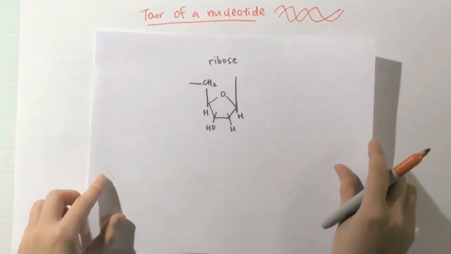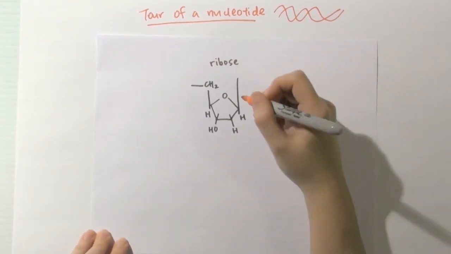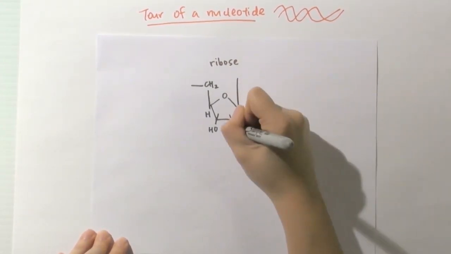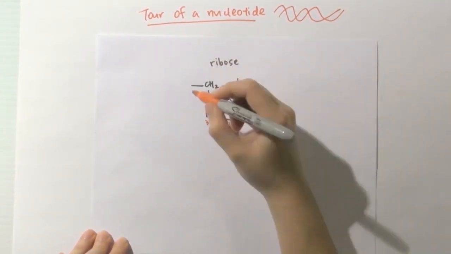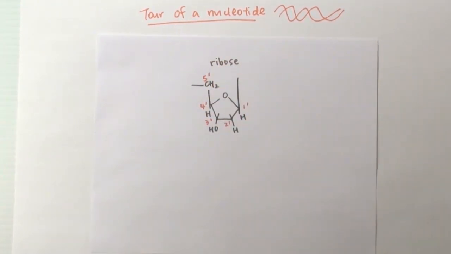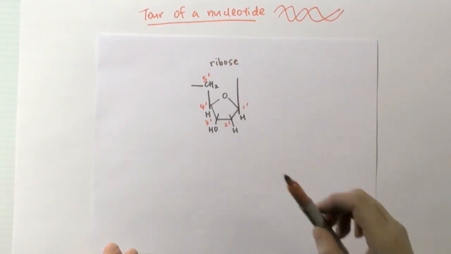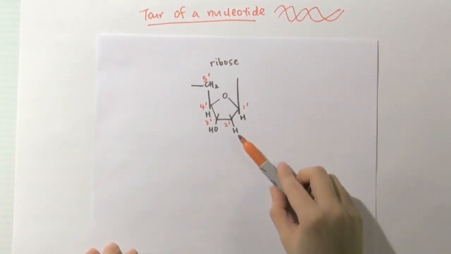And what do we need to make a nucleotide? First, you need a ribose. That's a 5-carbon sugar. And we number these carbons by convention: 1', 2', 3', 4', and 5'. Now we're going to talk a lot about the 5' carbon and the 3' carbon, but let's take a brief look at the 2' carbon.